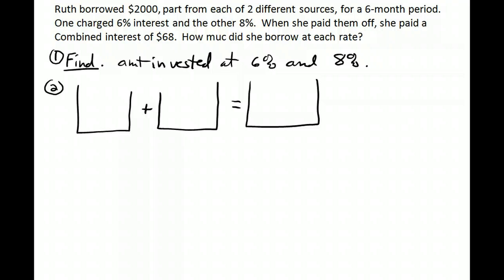Here's our next problem. Ruth borrowed $2,000, part from each of two different sources, for a 6-month period. One charged 6% interest and the other 8%. When she paid them off, she paid a combined interest of $68. How much did she borrow at each rate?